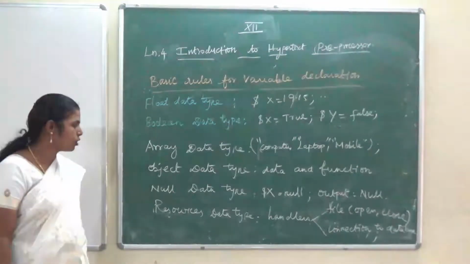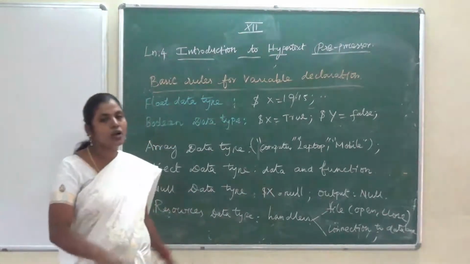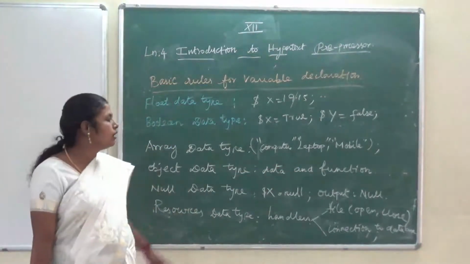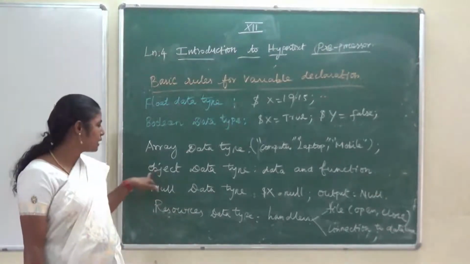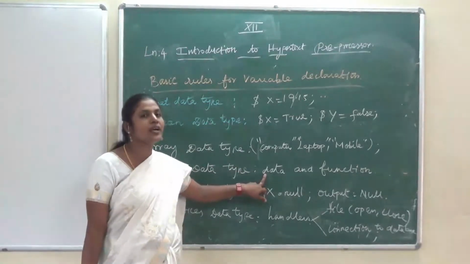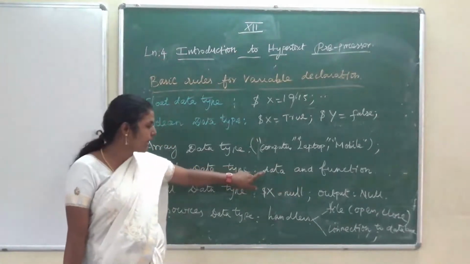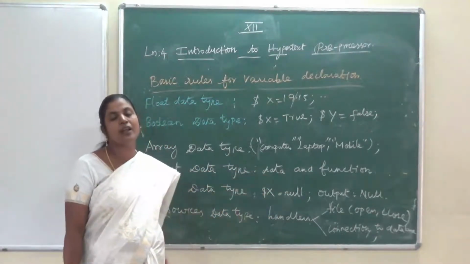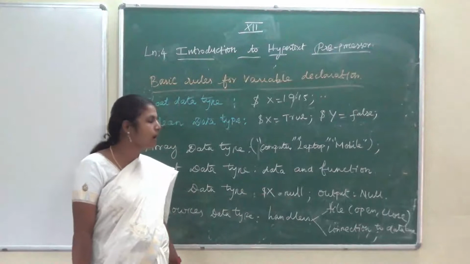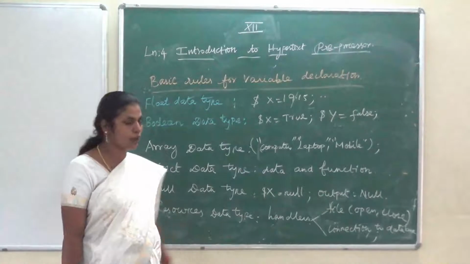Next one, object data type. Object data type is used to specify what data we are using in a PHP program and what functions we are going to use in the PHP program. For that purpose we use the object data type. What is data? A collection of raw facts is called data. What is a function? For converting data into information, we use the function. Function is used to convert data into information. Function is mostly used for process purposes.